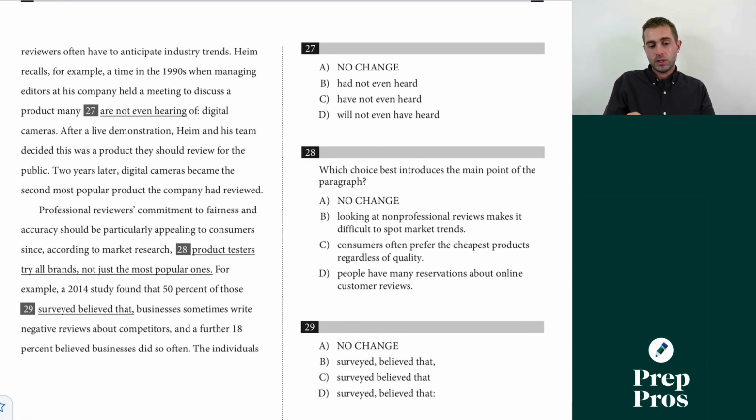Question 27 here. So this is on verb tense here. So I see present, past, present, future. So you have to see what we're seeing in the rest of the sentence to start with, and we could expand our context if we don't feel comfortable based off that sentence. Heim recalls, for example, a time in the 1990s when managing editors at his company held a meeting, right? All this is past tense, to discuss a product many, it'd have to be, had not even heard of. This is going to be past tense. 28, which choice best introduces the main point of the paragraph?